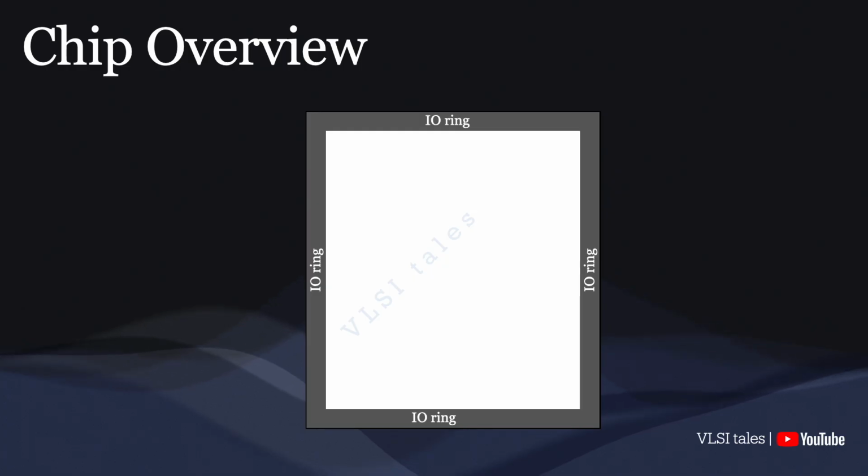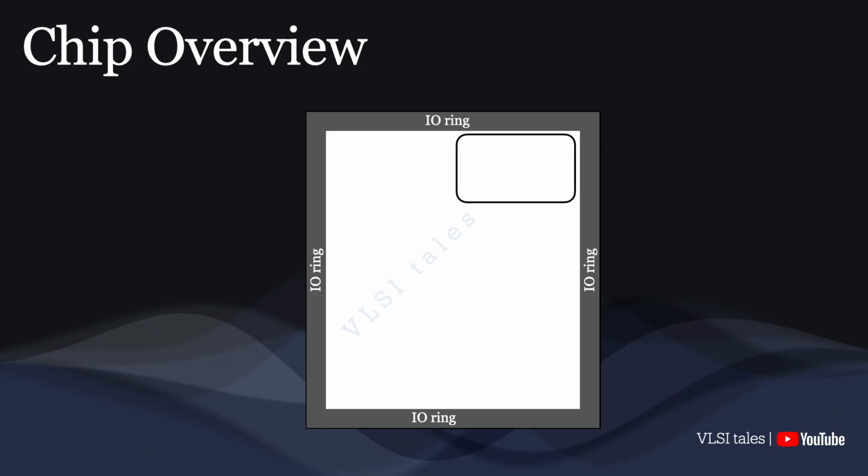So what we would need first is an I/O ring. I/O ring stands for input output ring. So this acts as an interface between the outside world and the world inside the chip. The world inside the chip operates at very low voltages and currents. That's why we need an interface.